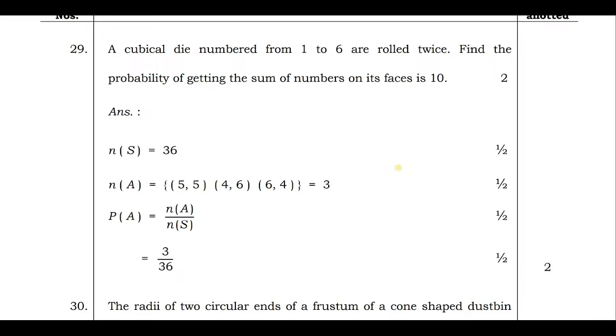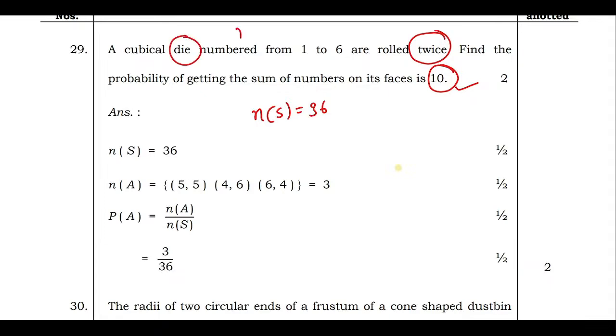Now 29th question. A cubical die numbered from 1 to 6 is rolled twice. Find the probability of getting the sum of numbers on its faces as 10. If you add the numbers on both the dice, it should be 10. See, the total number of outcomes is 36. That is, if you roll a cubical die only once, the number of outcomes is 6. If you roll it twice, we get 36. Now the total number of all possible outcomes is 36.